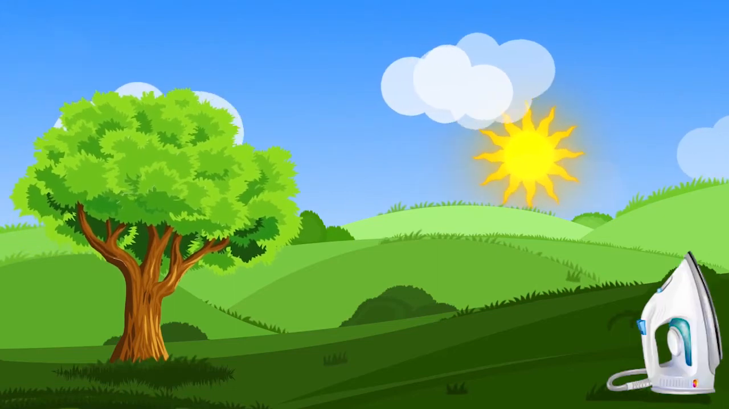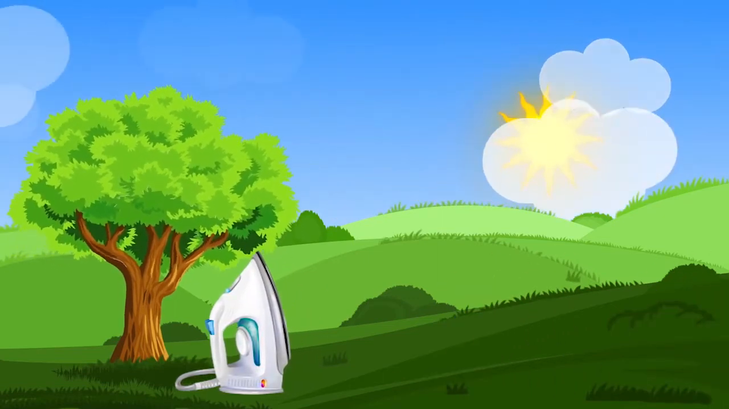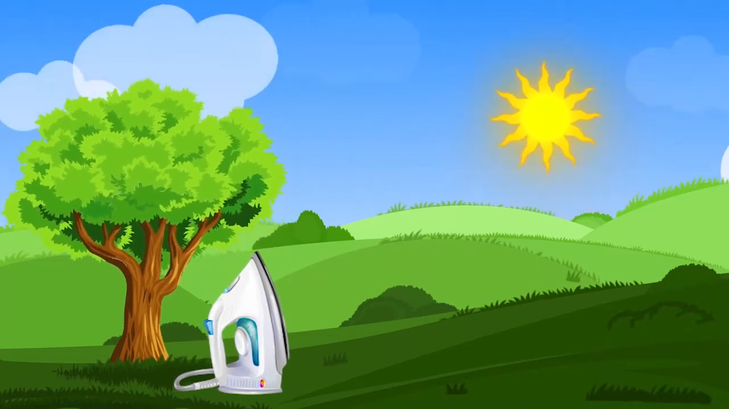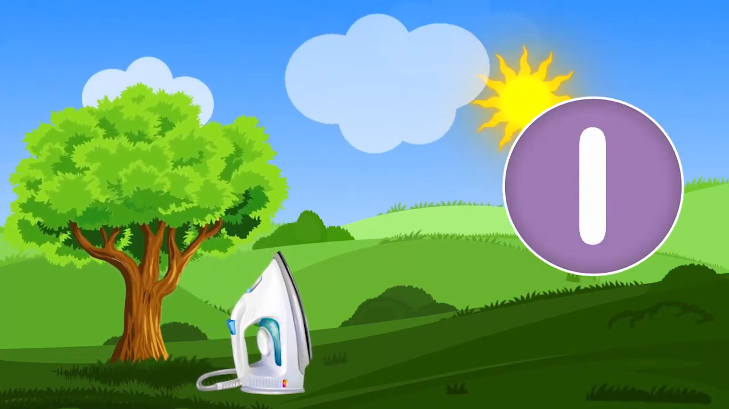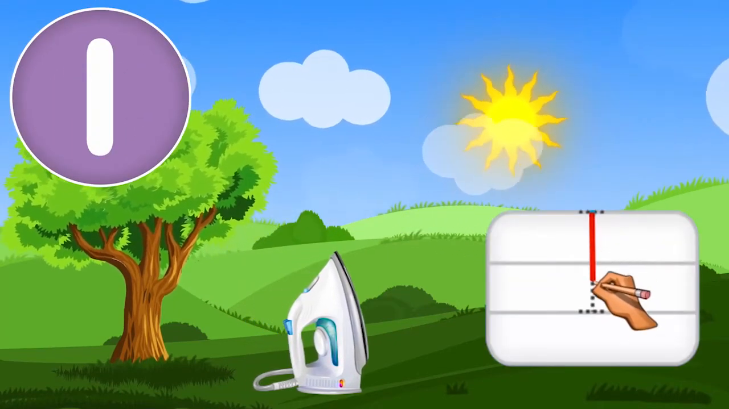This is the picture of an iron. Iron starts with I. So we write I on the lines.